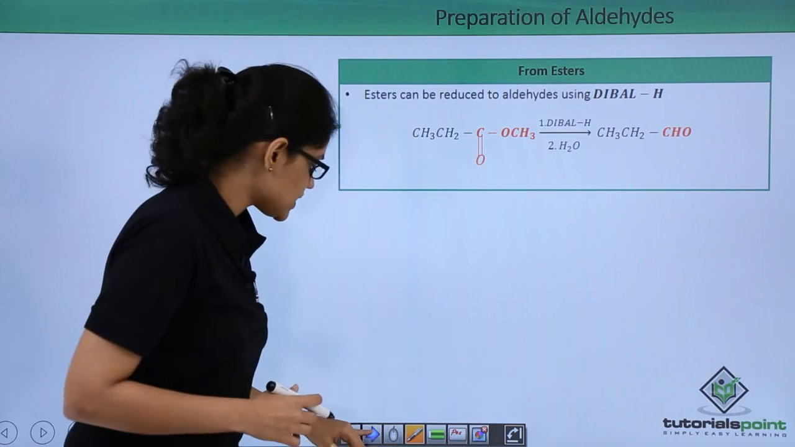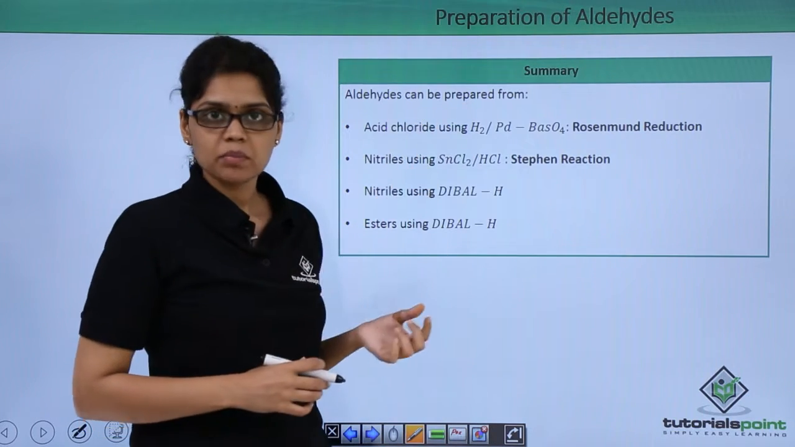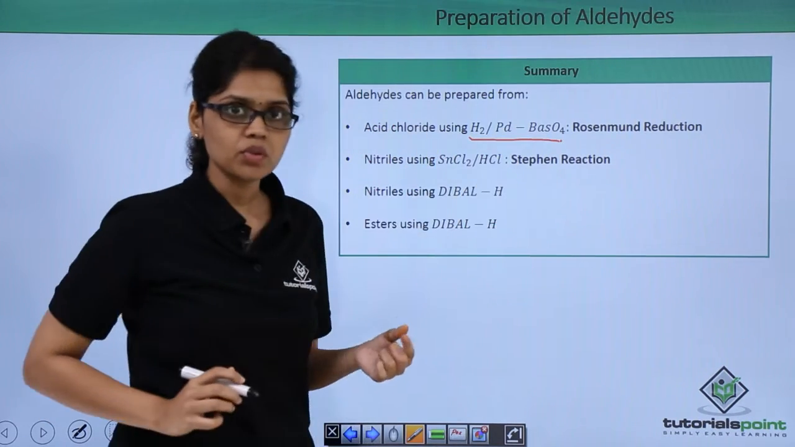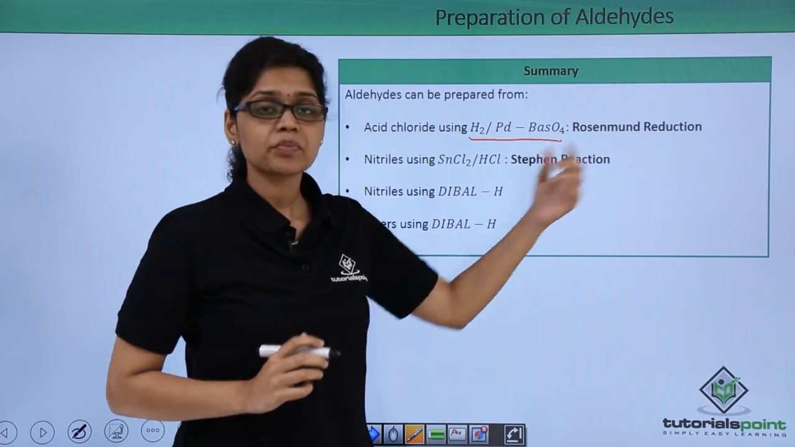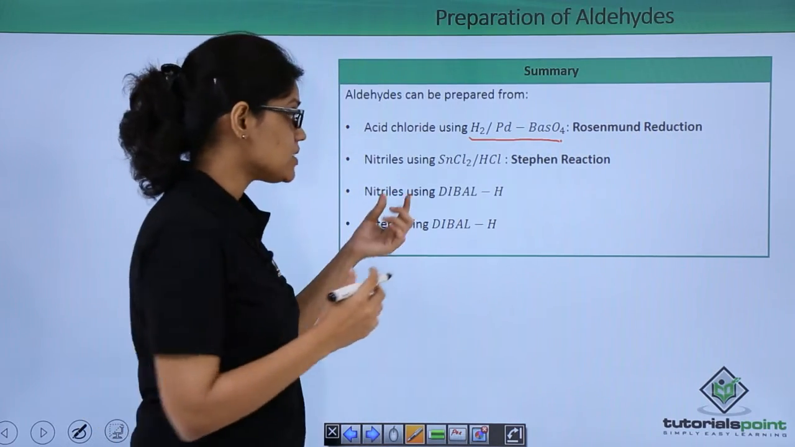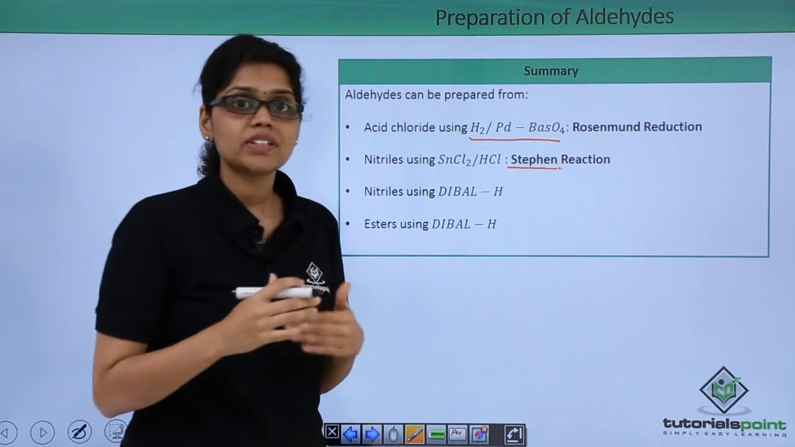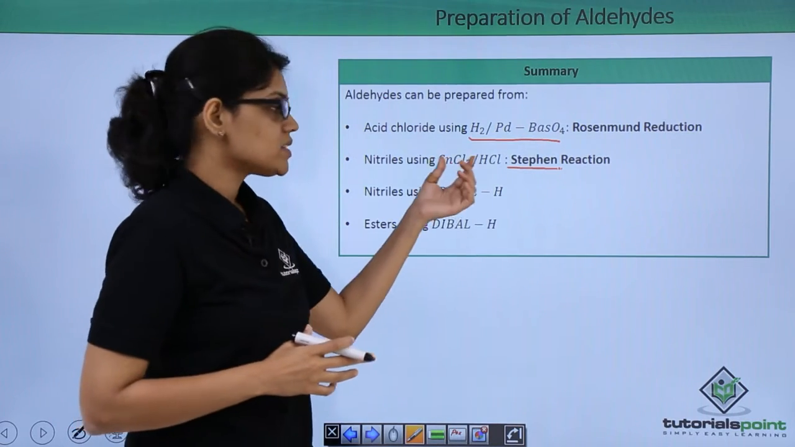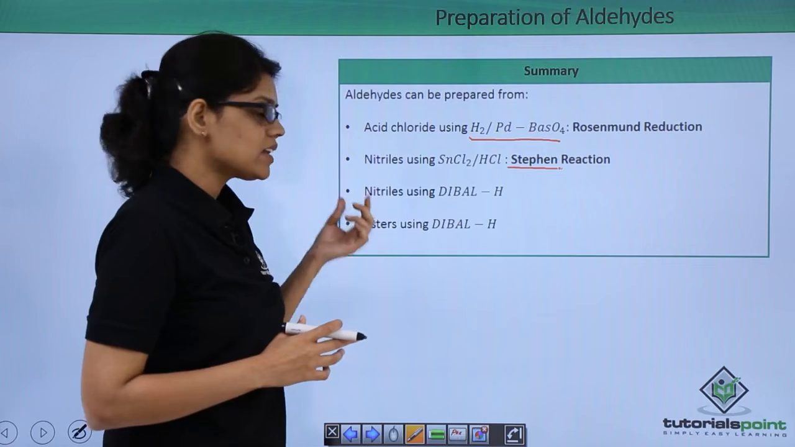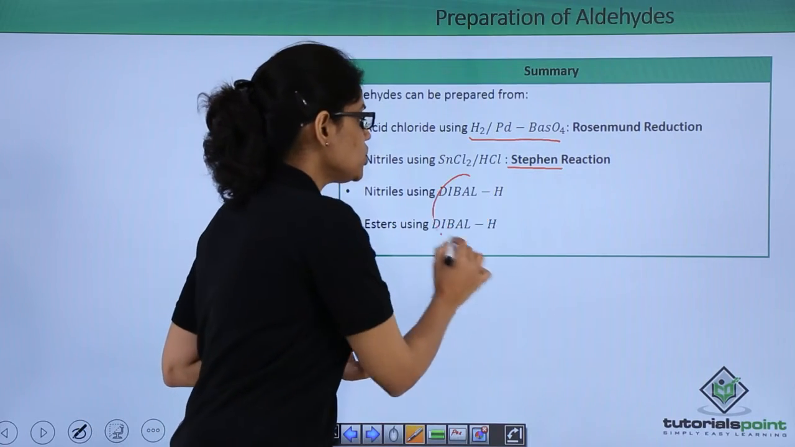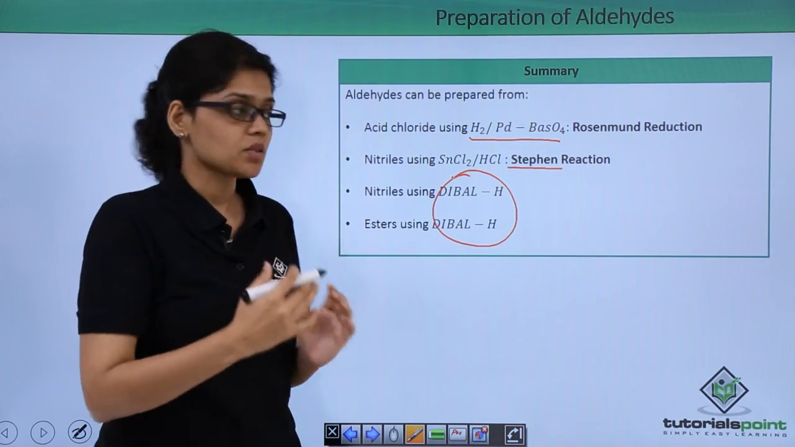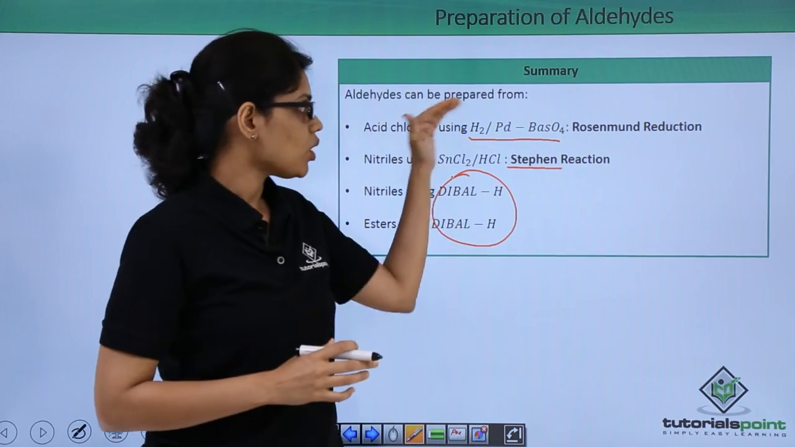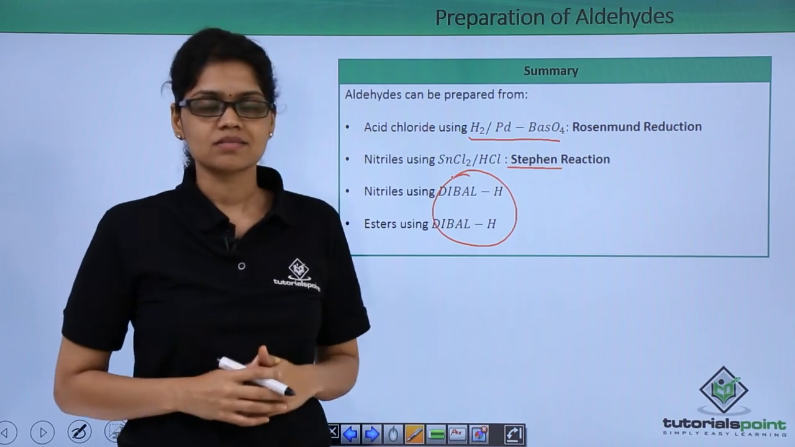Now to summarize, we can see that aldehydes can be prepared from acid chloride using hydrogen and palladium BaSO4. This is called Rosenmund reduction. It can also be prepared from nitriles using Stephen reaction, where the reducing agent is SnCl2 in the presence of acidic medium, that is HCl. Now nitriles and esters can be reduced to corresponding aldehydes using DIBAL-H as the reducing agent. I hope you are very clear on all the four reactions that we have discussed here. Thank you.